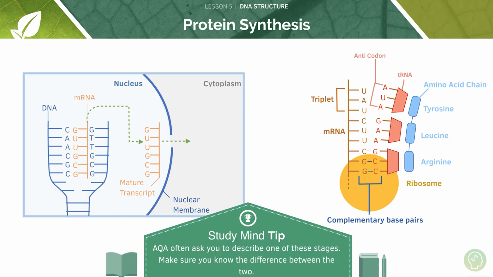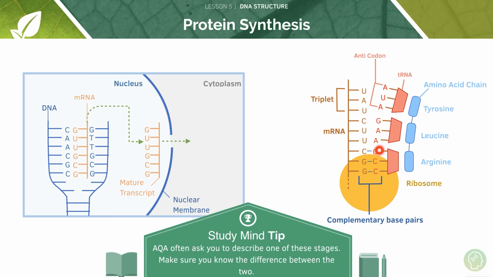Okay, so in conclusion we have our transcription going on here, where our mRNA is copied from DNA. And we have our translation that occurs in the cytoplasm. So your examiners might ask you to describe one of these stages, so make sure you understand what is going on. Just remember that we go from DNA to an exact copy, a complementary copy of that in the form of complementary base pairs on the mRNA.